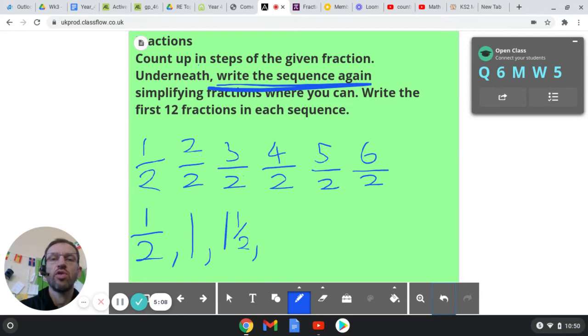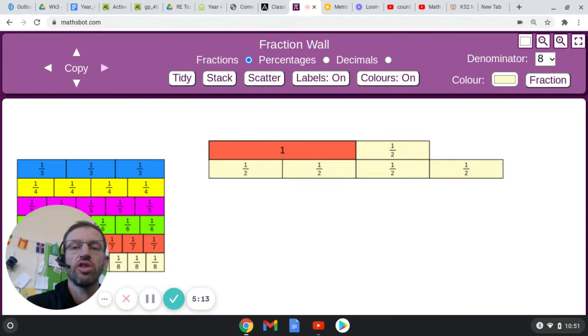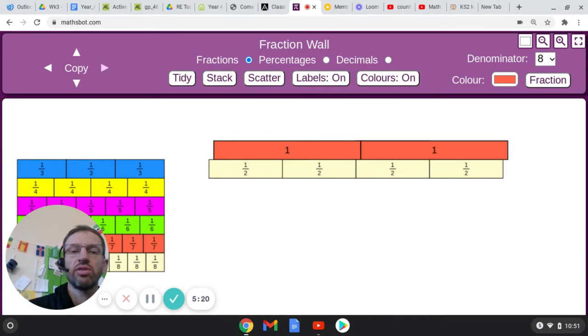Next one, I've got 4 halves. If I get 4 halves, again, if I click on that half and I ask to copy it, I've got 4 halves. 4 halves actually is going to probably be the same as 2 whole ones, should be.